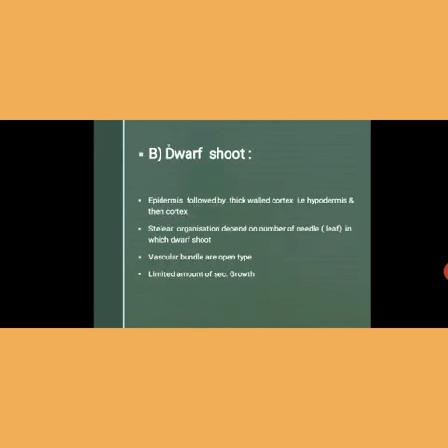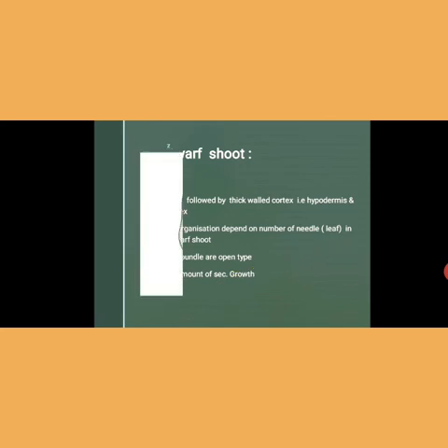Next is the anatomy of a dwarf shoot. Epidermis is followed by a thick layer of cortex, hypodermis, and then cortex. Stellar organization depends on the number of needle leaves. The vascular bundles are of the open type. A limited amount of secondary growth will be observed.